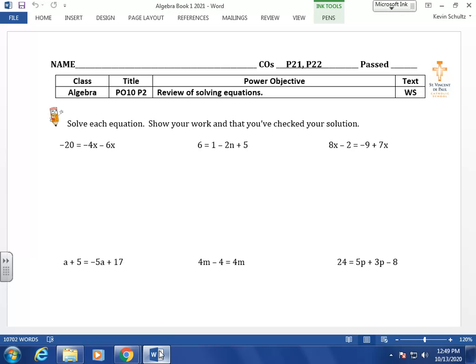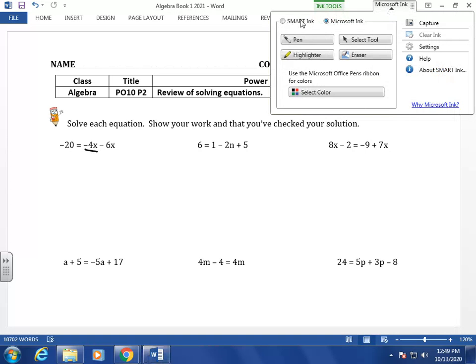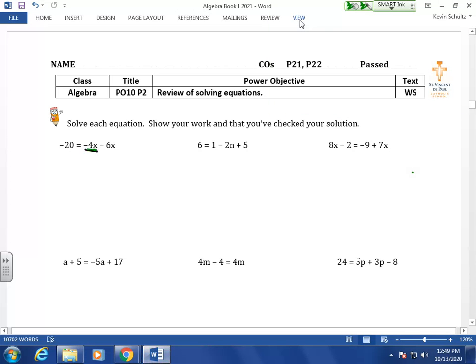So starting with this, negative 20 equals negative 4x minus 6x. This is one of the ones you needed to do. Opposite operations is the method. Sorry. We would not use opposite operations here because they are on the same side of the equal sign. We're not moving anything. We are just combining. So negative 4x's minus 6x's gives us a total of negative 10x's. You only use opposite operations when you're moving something from one side of the equation to the other.